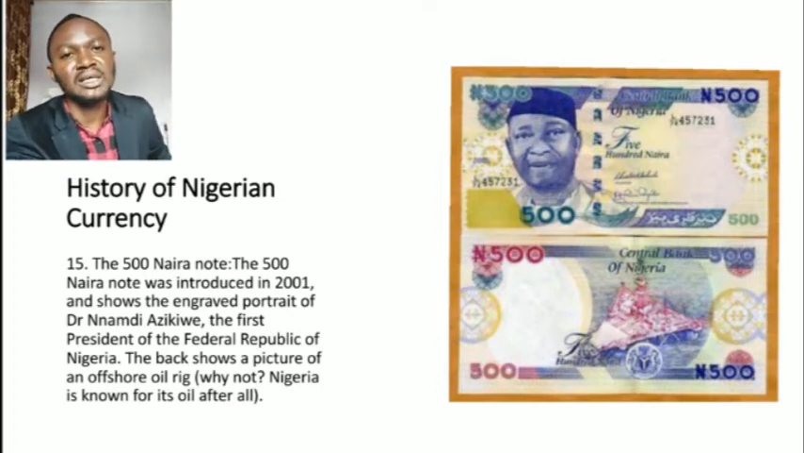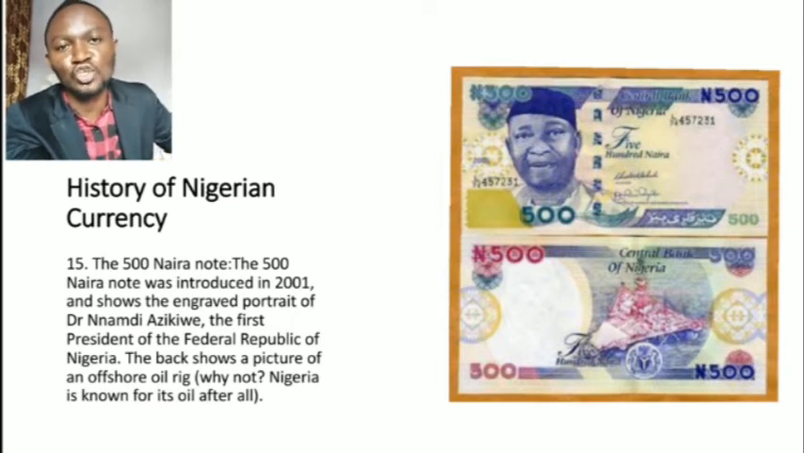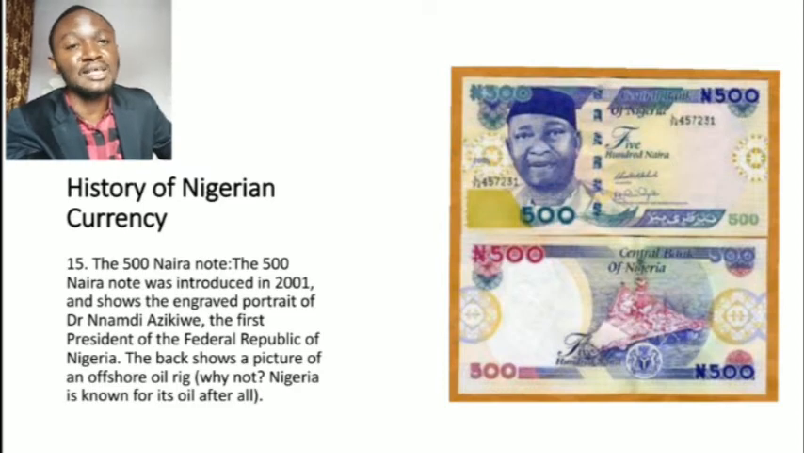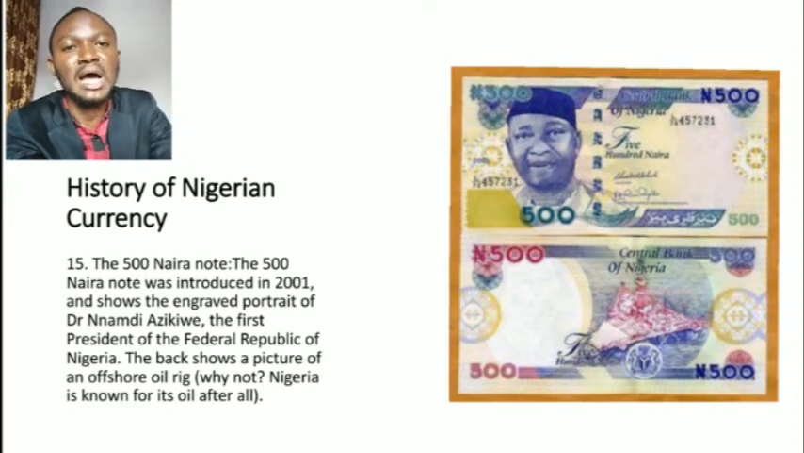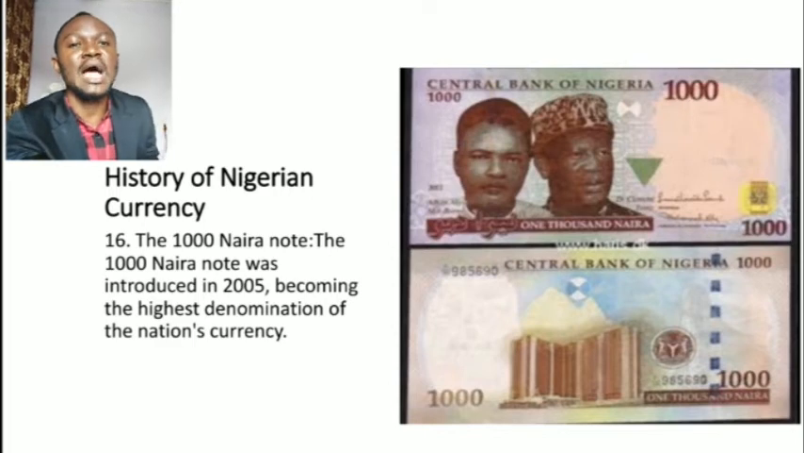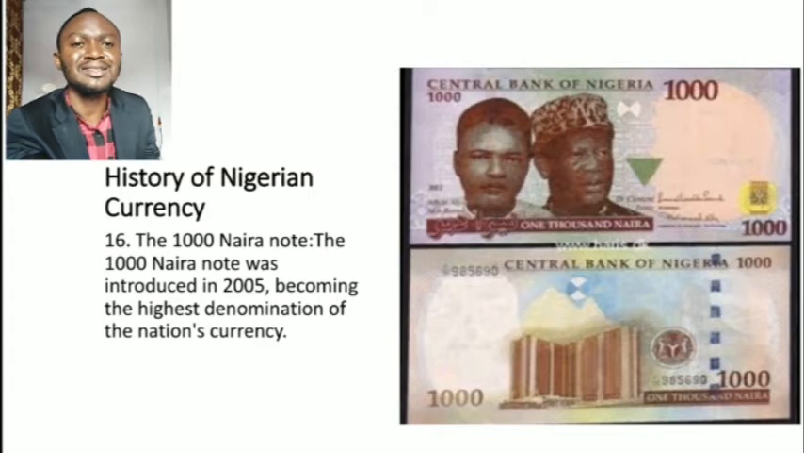As it stands today, the main source of foreign exchange and the mainstay of Nigeria's economy is oil. So that sector is significant and important to Nigeria. That's why it is represented on the 500 Naira note. Then we have the highest denomination of the Naira, which is the 1,000 Naira note. The 1,000 Naira note is the highest denomination, and it was introduced in 2005.